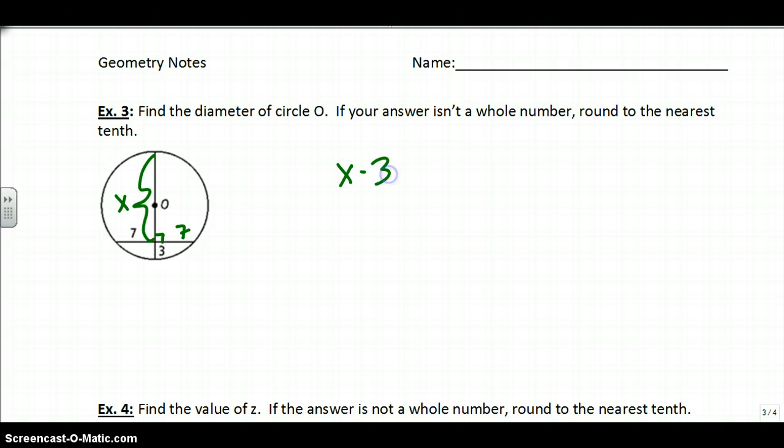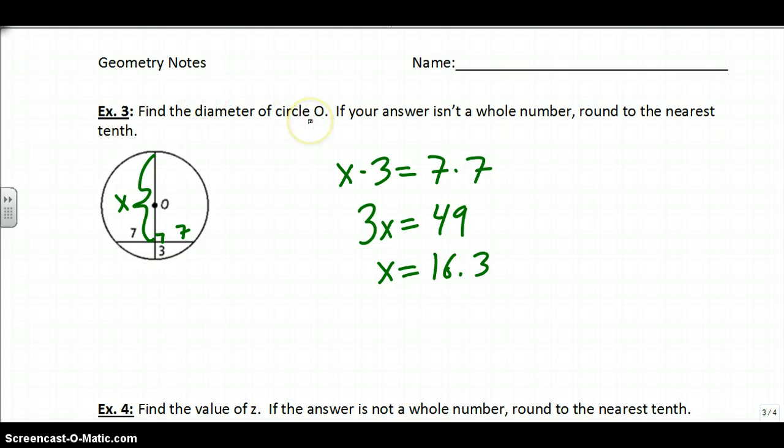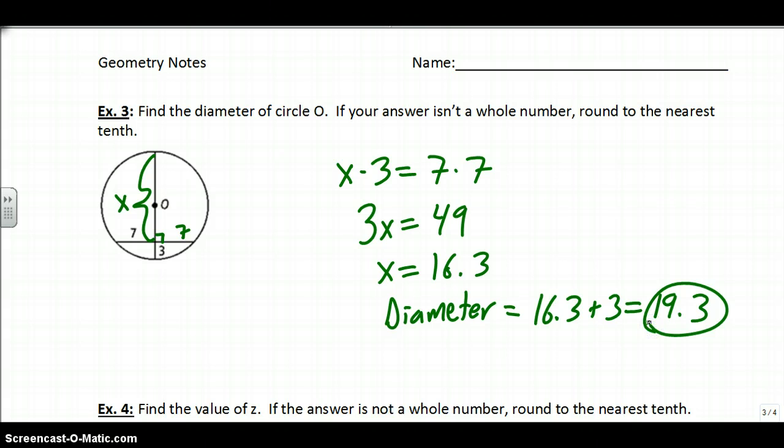And then it looks exactly like case 1. You take x times 3, and that equals 7 times 7. So 3x equals 49. You divide by 3, x ends up being 16.3. It says round to the nearest tenth. Now, it does say find the diameter. It doesn't say find x. So would you agree the diameter is actually x plus 3? So diameter equals 16.3 plus 3, which is 19.3. Okay?